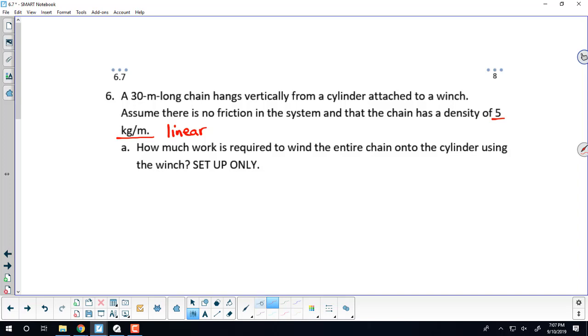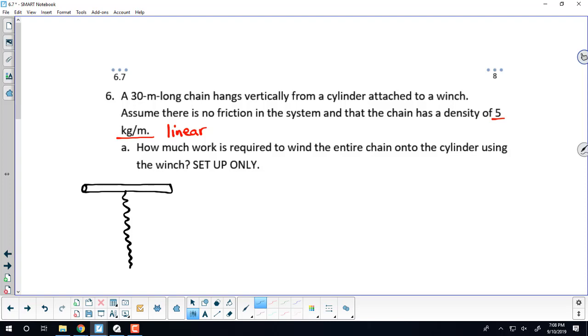So let's draw a crummy picture here. So here's our chain. It's 30 meters long, and we want to know how much work it requires to wind that up. So first of all, is the distance of lift here always going to be 30? I think that's really the crucial piece to determine. No? Yes? No. It varies, right?